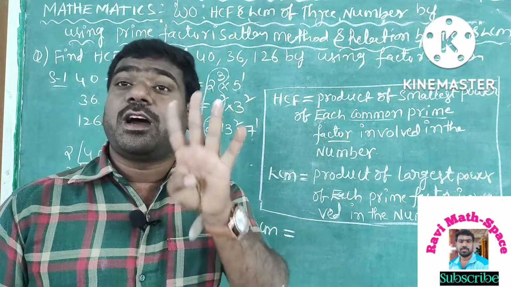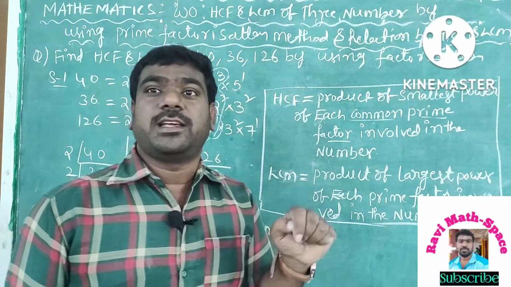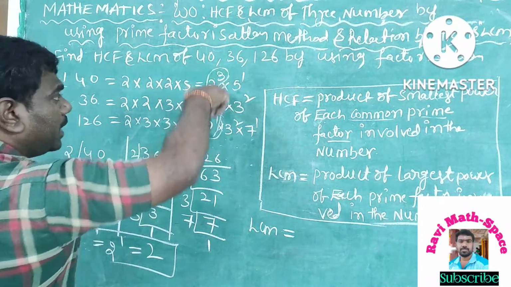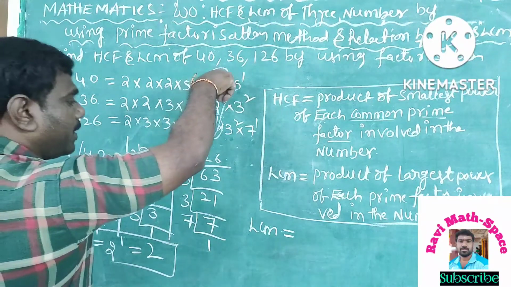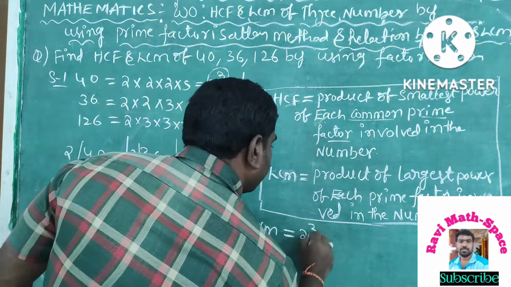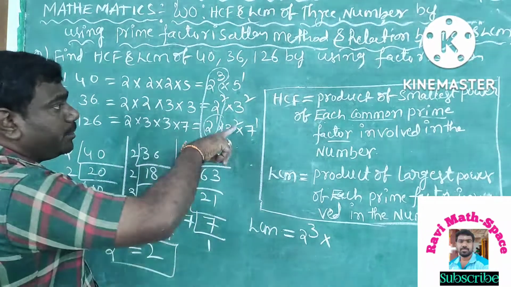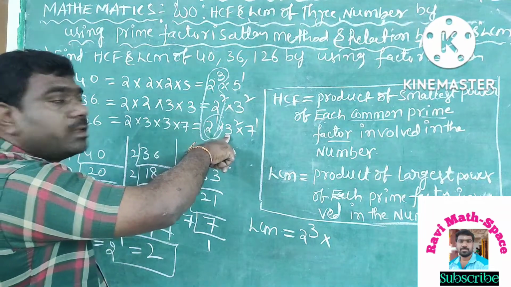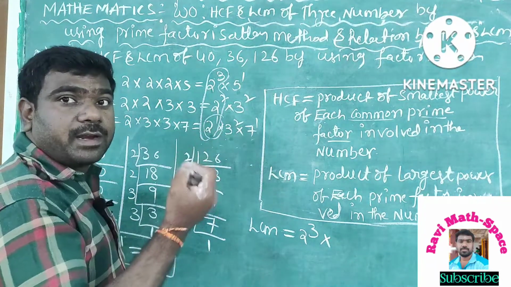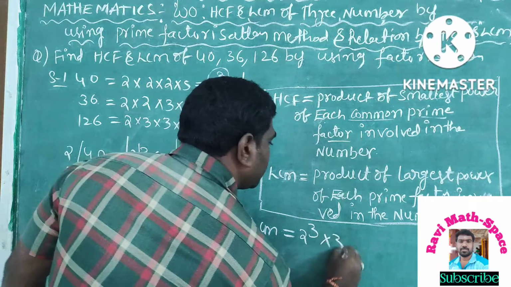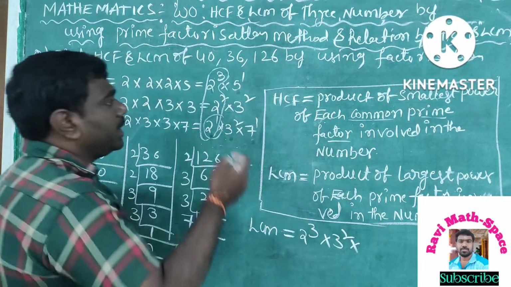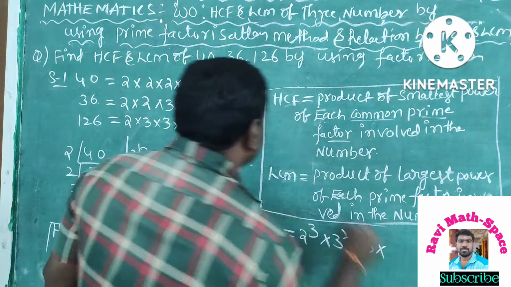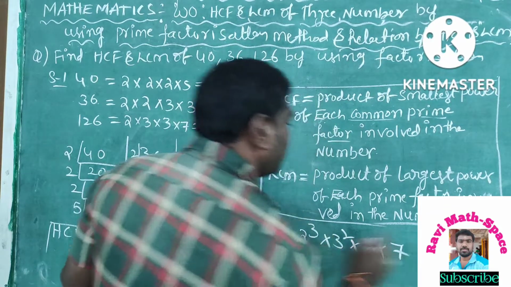For each prime factor we should take the largest power. First consider 2. What is the largest power there? 2 power 3. Take 2 power 3. Next different prime number is 3. What is the largest power here? Two numbers have the same power, so take one. That is the largest power, 3 square. Next is 5. Only one number has it, take 5 power 1. 7 also power 1.